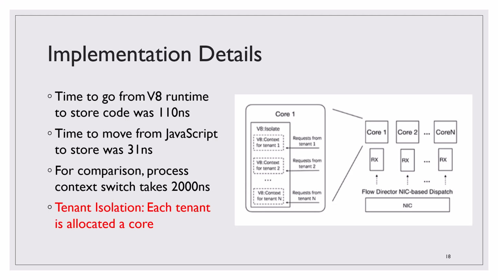Hi, it's Alex again. I'm going to present some implementation details. The time to move from JavaScript code to the store was 31 nanoseconds. And for comparison, a process context switch takes 2000 nanoseconds. So V8 is pretty quick, and this will increase the throughput, which is a desirable feature, faster processing.